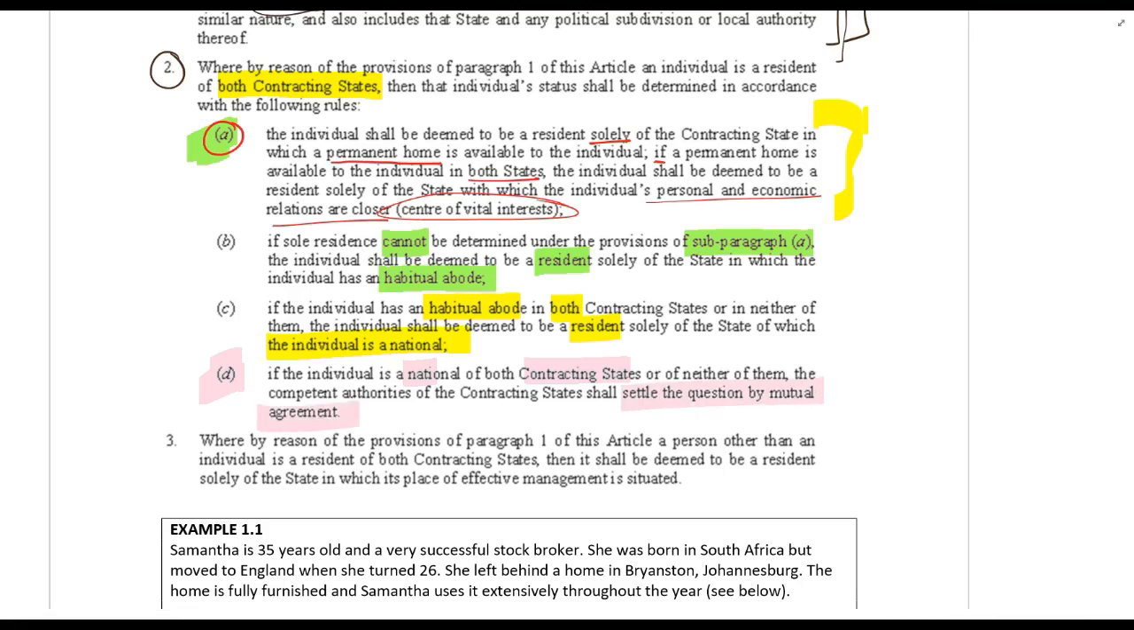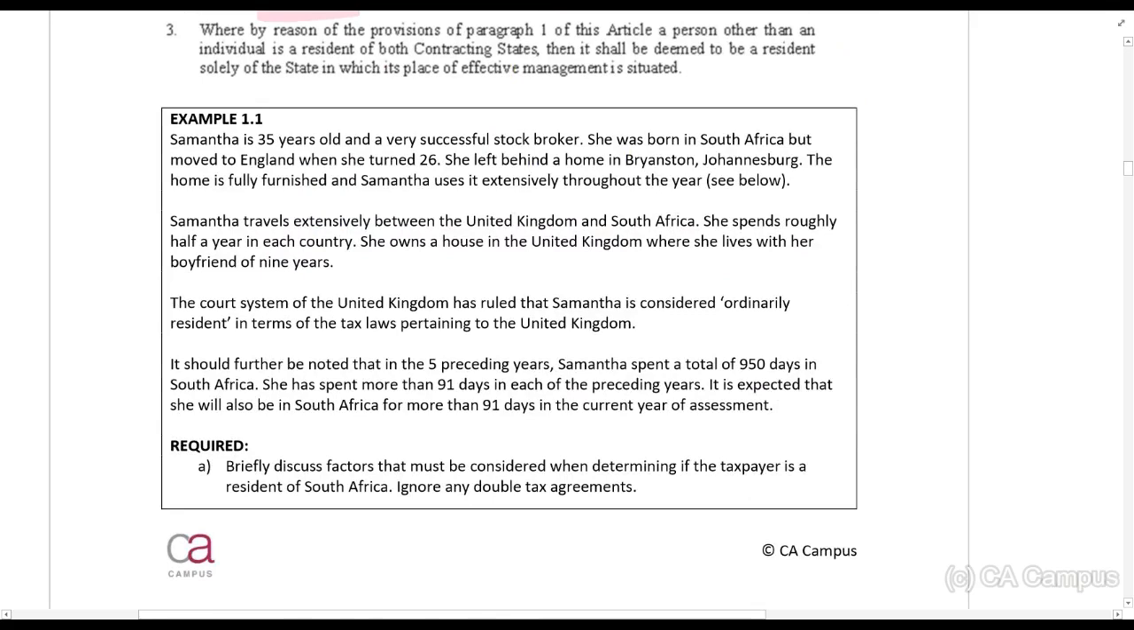So they say, if all of these things have been met, we still don't know, the two countries will decide between them where you are. Okay, so I just want to quickly show you as an example.